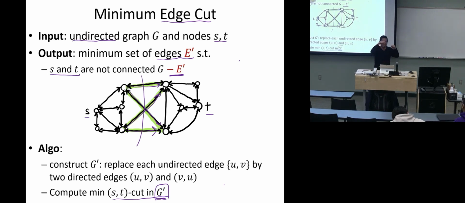The number of edges that go out of the cut is the same thing as the number of undirected edges crossing the cut. So if you find a min cut in G prime, it will minimize the number of edges crossing this cut. Now you get a min cut that disconnects S from T.